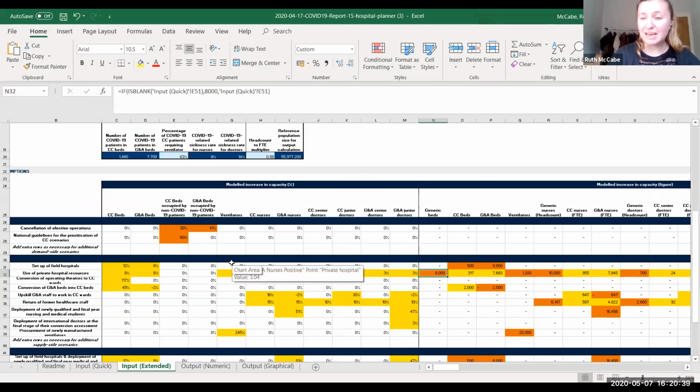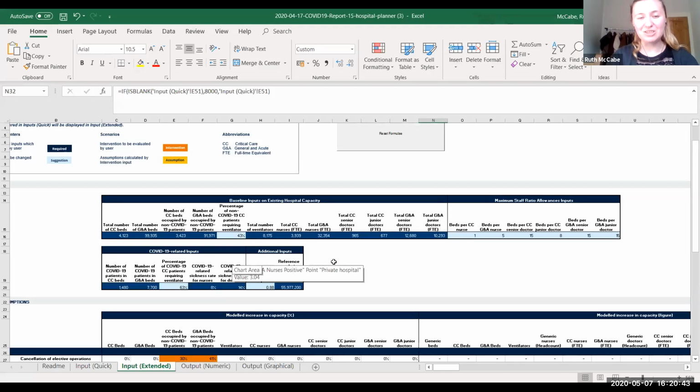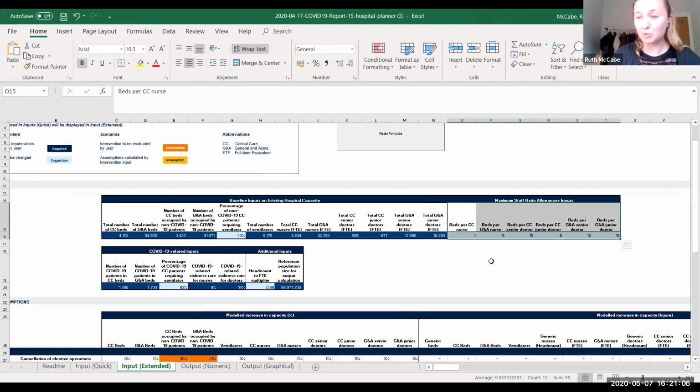We can then proceed to have a look at the input extended sheet. As the name suggests, this expands upon those things that we've put in input quick. So for example, in terms of the baseline inputs, we also have things in addition to before, such as the percentage of COVID and non-COVID patients in critical care requiring ventilation, and also the different safe staffing ratios here that Josh just spoke about.